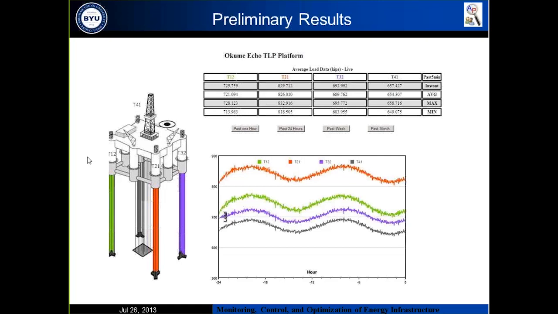Yeah, just a couple of quick ones. First of all, a brief comment. This was a nice piece of work. I like the fact that you're using wired pipe technology so you can get continuous measurements.